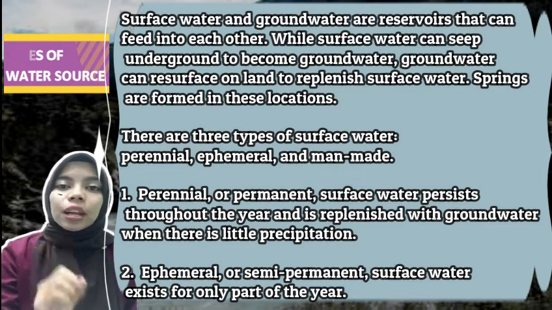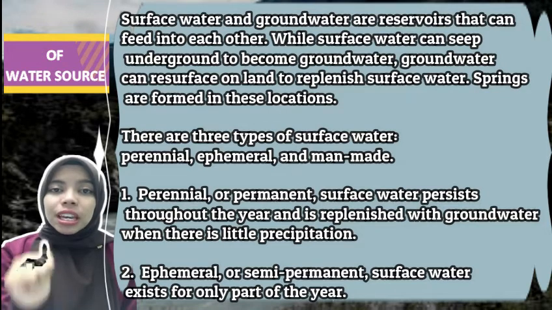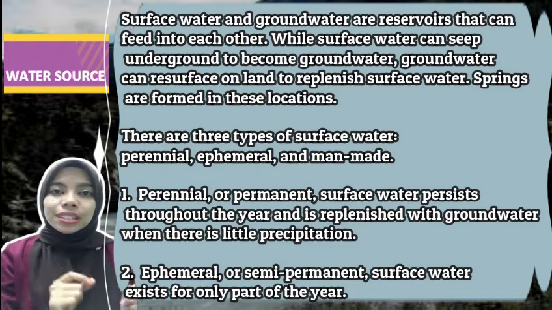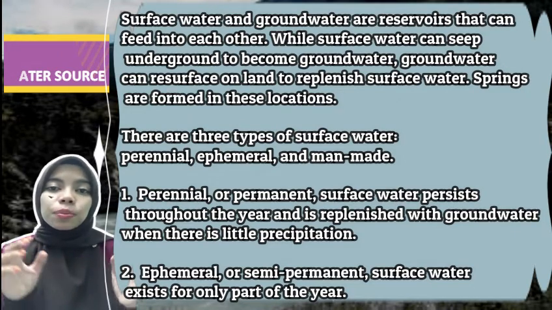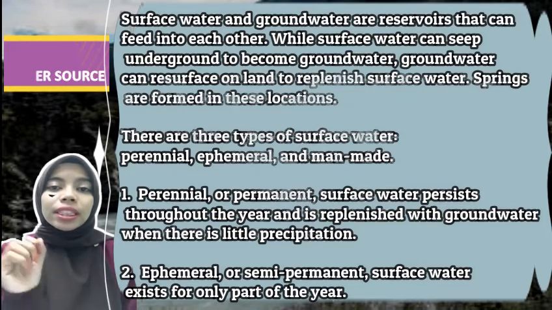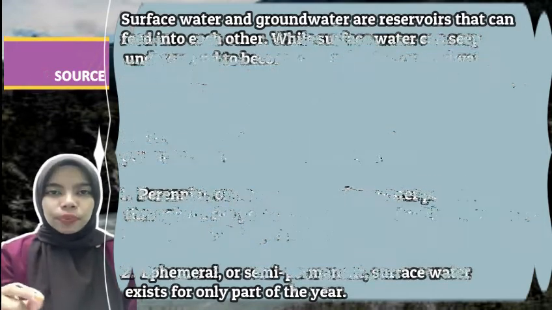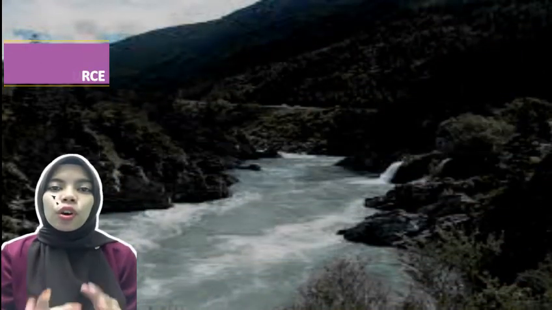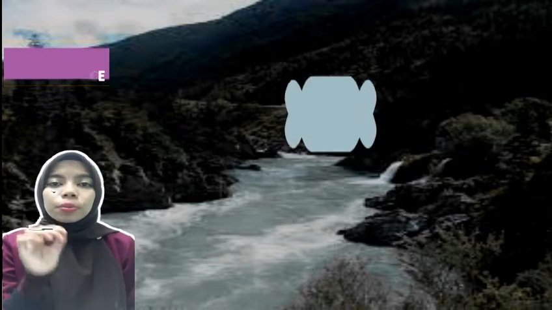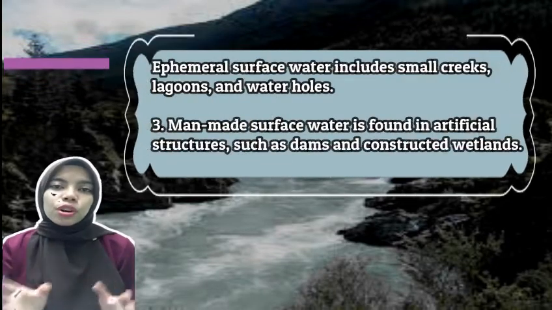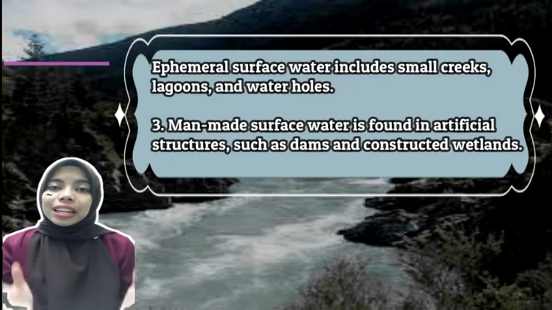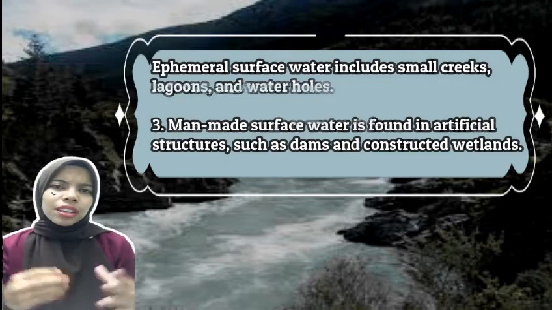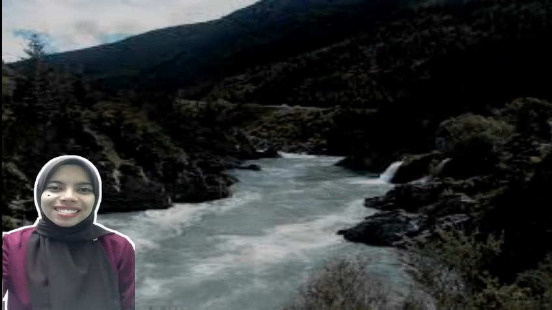There are three types of surface water: perennial, ephemeral, and man-made. Perennial or permanent surface water persists throughout the year and it is replenished with groundwater when there is little precipitation. Second, ephemeral or semi-permanent surface water exists for only part of the year. Ephemeral surface water includes small creeks, lagoons, and water holes. Last, man-made surface water is found in artificial structures such as dams and constructed wetlands.